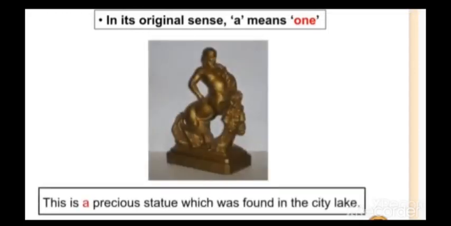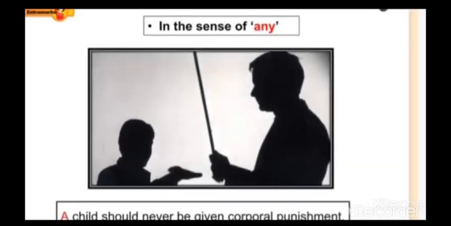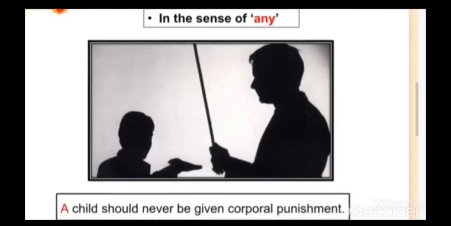In its original sense, article a means one. See the following example. This is a precious statue which was found in the city lake. We can also use a in the sense of any. Look at the following example. A child should never be given corporal punishment. The article a is used also in the vague sense of certain. There was a girl in the park who had multicolored hair.